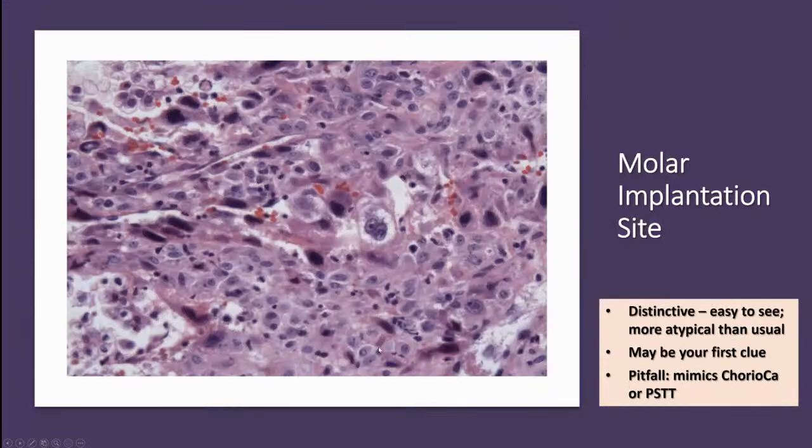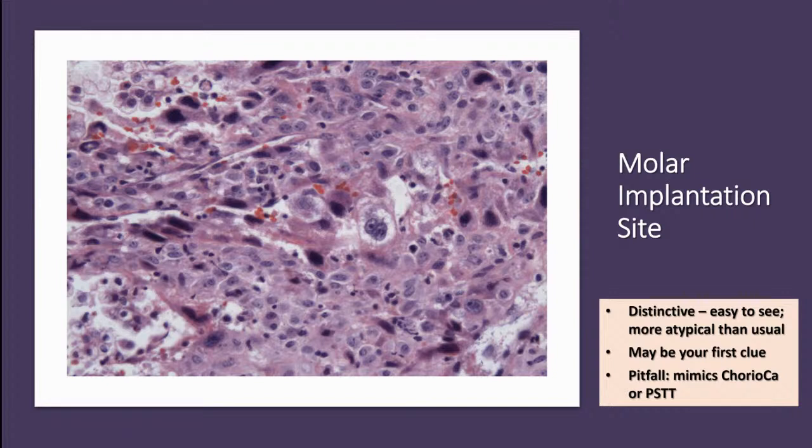This is an example of molar implantation site. It's distinctive once you have a feel for what you're looking for. It's easy to see, because it's more atypical than usual. And one operational way to think about that is if you can see it at much lower magnification, 4x or 10x, if you can spot the implantation site really quite easily, and it stands out, think about the possibility that you're looking at an early complete mole. And that actually may be your first clue.